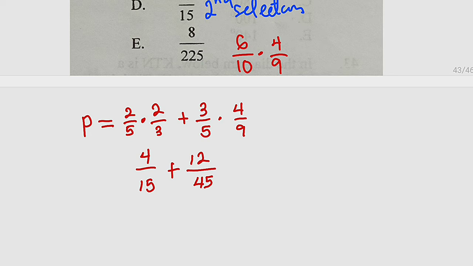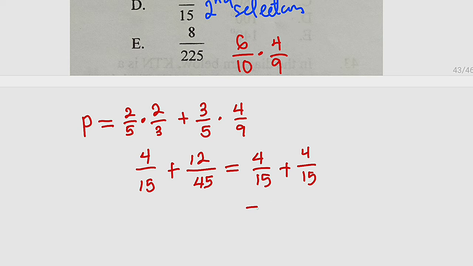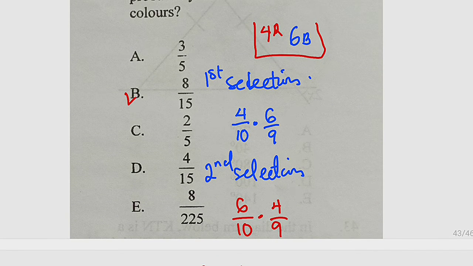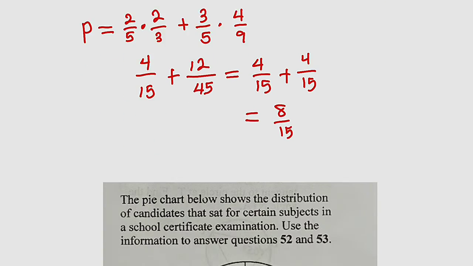And we know that this is the same thing as 4 over 15 again. Plus 3 can divide 12 four times, so we have 4 here. And 3 can divide 45 how many times? 15 times. So you can see altogether we're going to have 8 over 15, and 8 over 15 is the probability. Let me see, which option is that? Option B. Now let us move on to question number 52.